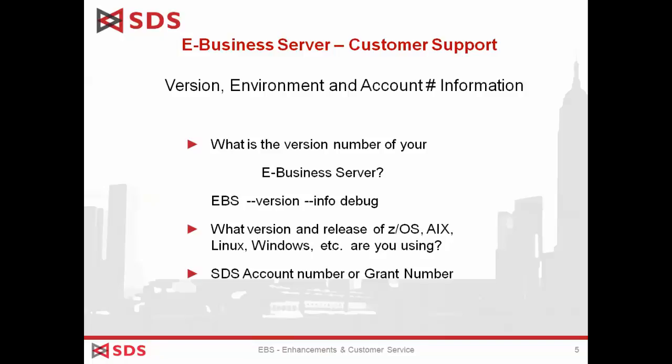Error messages or additional information: the full output, including error messages, that you are getting on a failure. If you are having a problem with a specific key, send us a copy of that public key. Your eBusiness Server grant number or STS customer account number can help us quickly validate your account.